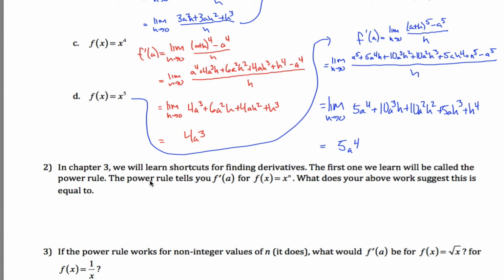In chapter 3, we will learn shortcuts for finding derivatives. You won't have to do this anymore. The first one we learn will be called the power rule. The power rule tells you f prime of a for f of x equals x to the n. What does the above work suggest that this is equal to?